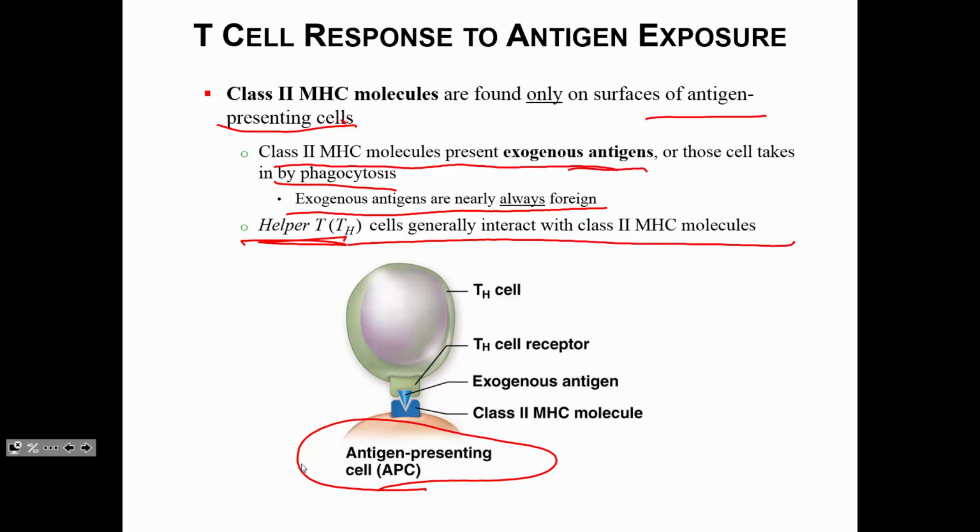So here we go. Here's our picture. You have the APC, this antigen-presenting cell. Here's the class 2 MHC molecule. Here's the exogenous antigen, which means it came from another cell, not one of our cells.